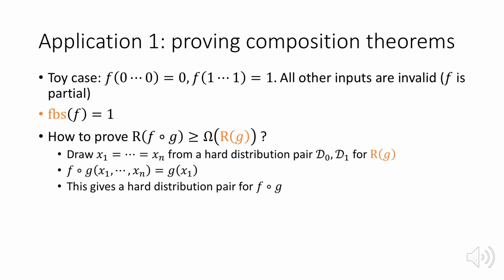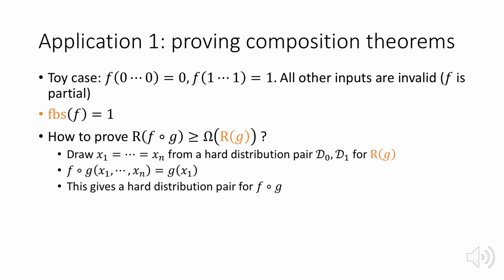Now, the claim we wanted to prove simplifies to that the randomized query complexity of the composed function is at least as large as the randomized query complexity of the inner function g. How do we prove this? Essentially, we want to show that computing the composed function is as hard as computing g. So we take a hard distribution for g and use it to construct a hard distribution for the composed function. Here's one way to do it.